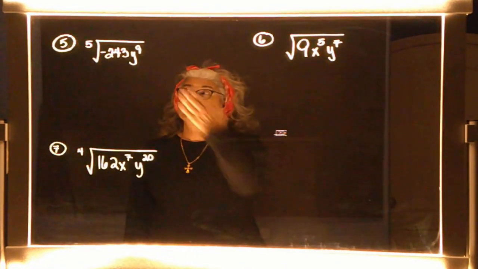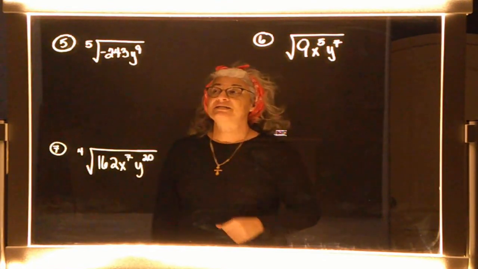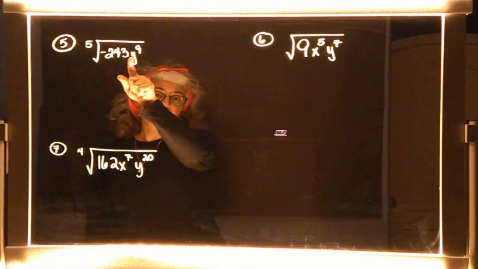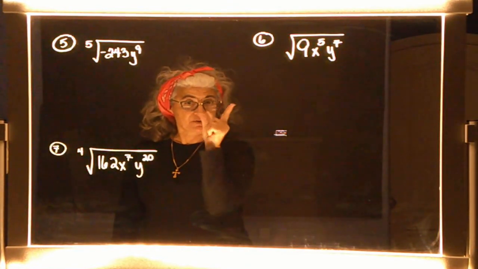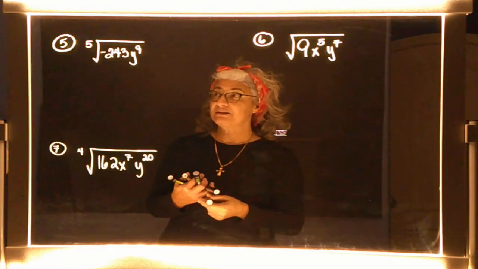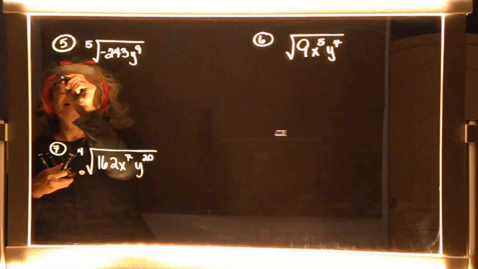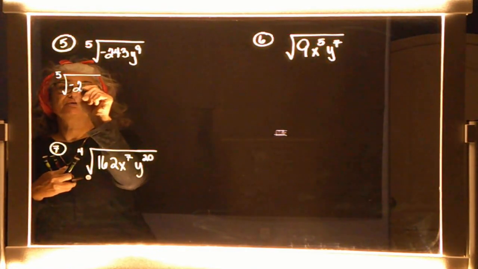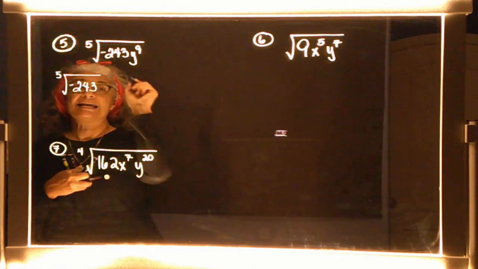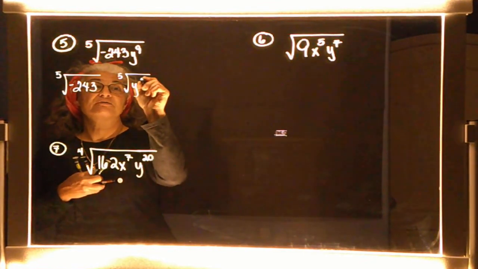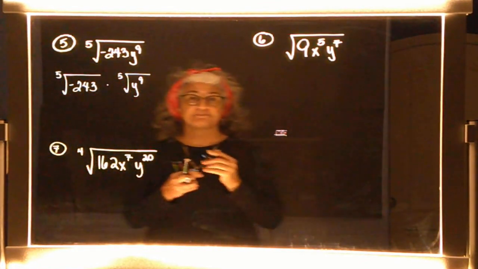Okay, so look at number 5. It's asking me to take the 5th root, right? Now, that's a multiplication problem, so do I have to keep them together, or can I split them apart? I can split them apart. So in actuality, I am looking at taking the 5th root of negative 243 and the 5th root of y to the power of 9 multiplied.